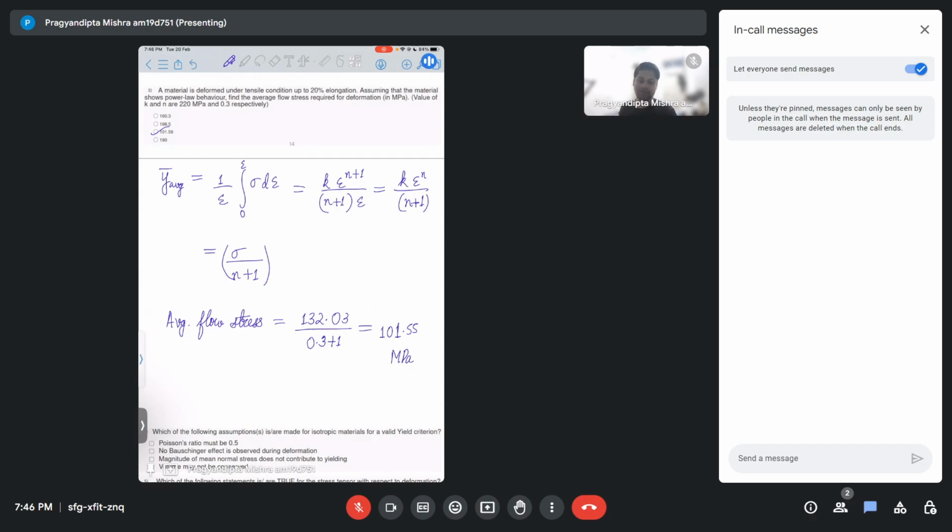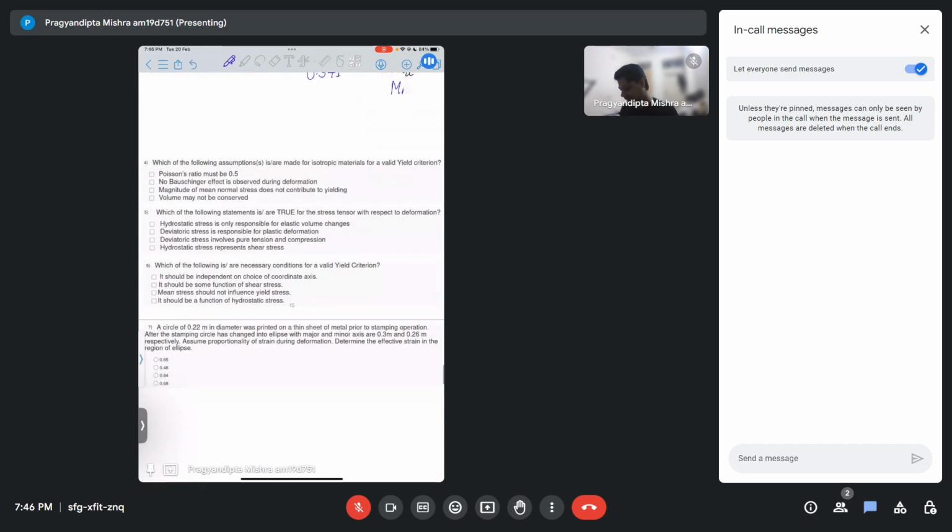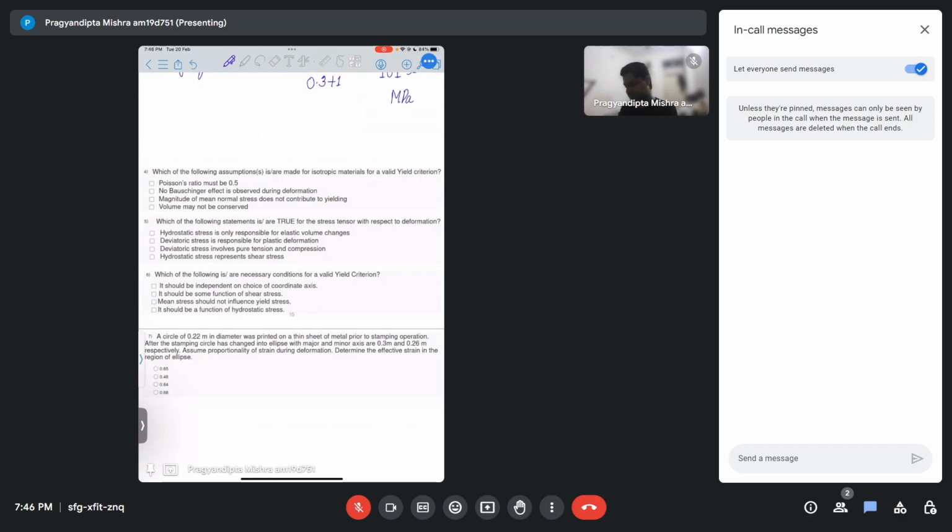So moving on to the next question. The next three questions are theory type questions, so we can just discuss them directly. They have asked which of the following assumptions are made for isotropic materials for a valid yield criteria. We had discussed these assumptions. First, Poisson's ratio must be 0.5. That is correct, we want volume to be constant. They have told us no Bauschinger effect is observed during deformation, which is also correct.